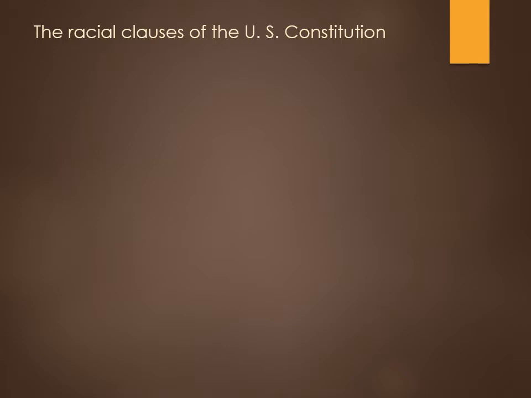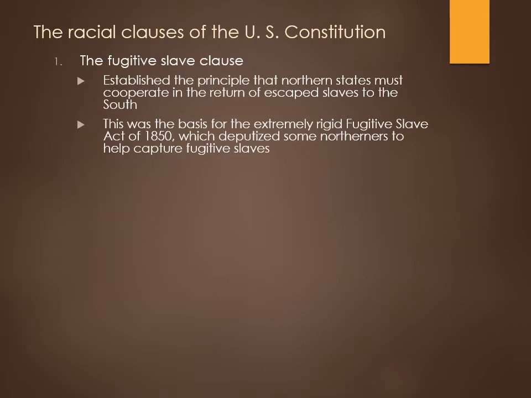In part two of our presentation on race in American history, we're going to deal with the period from the adoption of the U.S. Constitution in 1787-88 through the New Deal of the 1930s. There are three places where slavery appears in the U.S. Constitution. The first is the Fugitive Slave Clause.